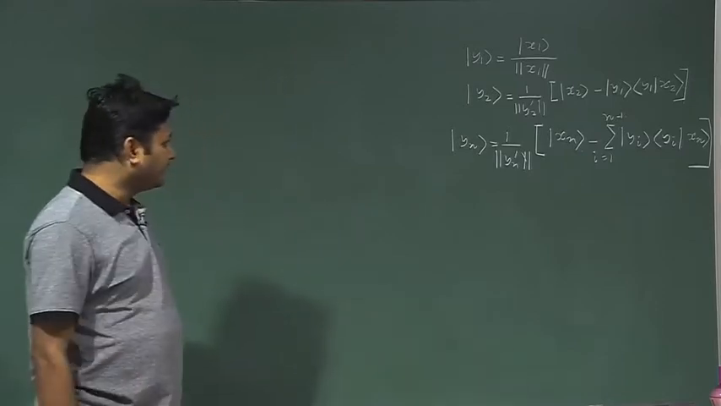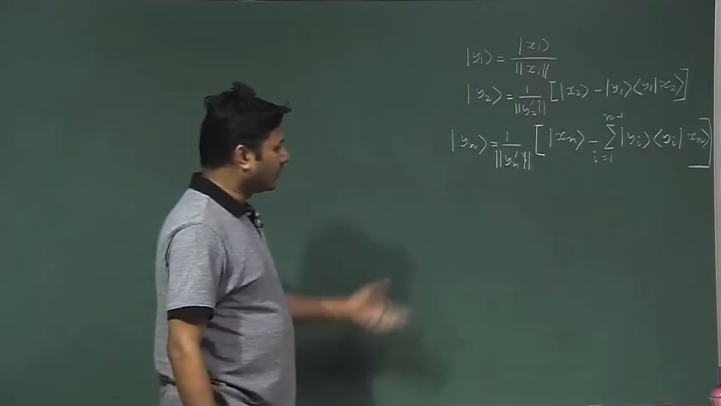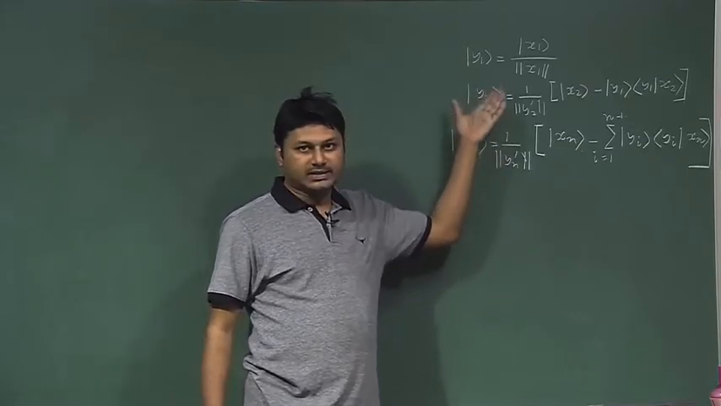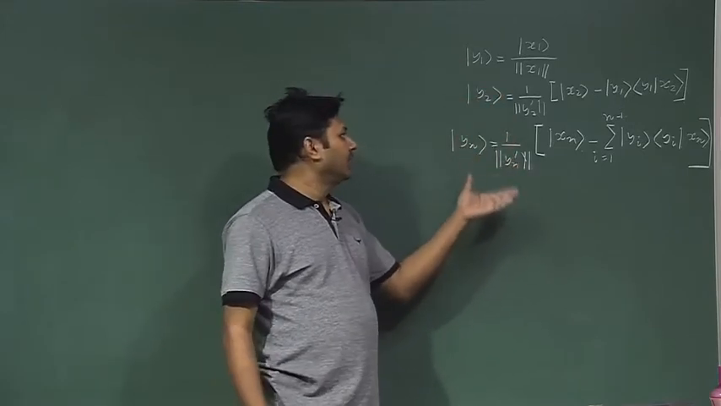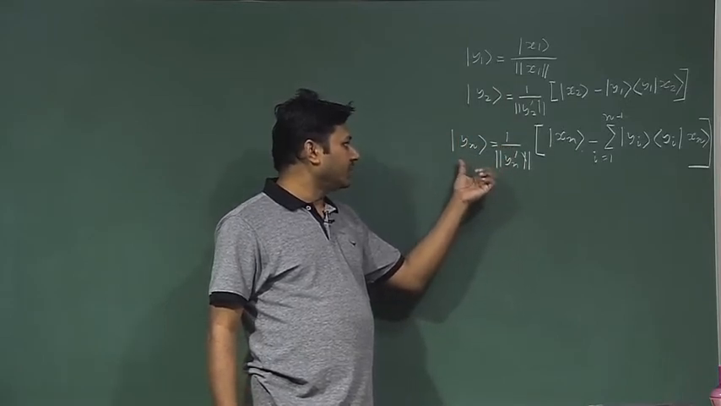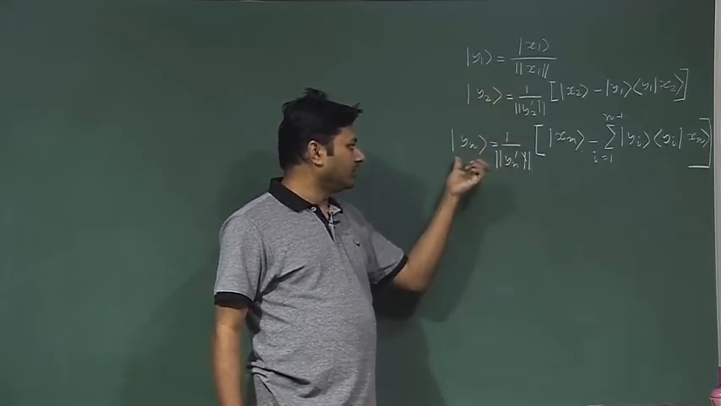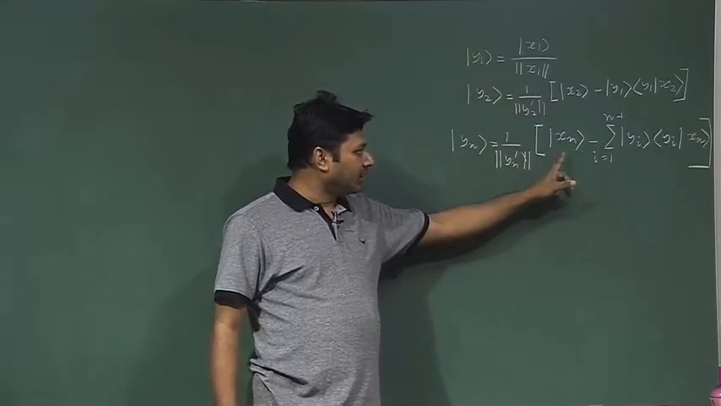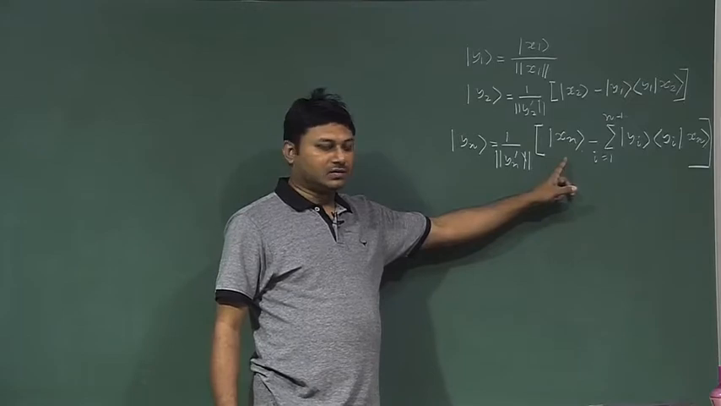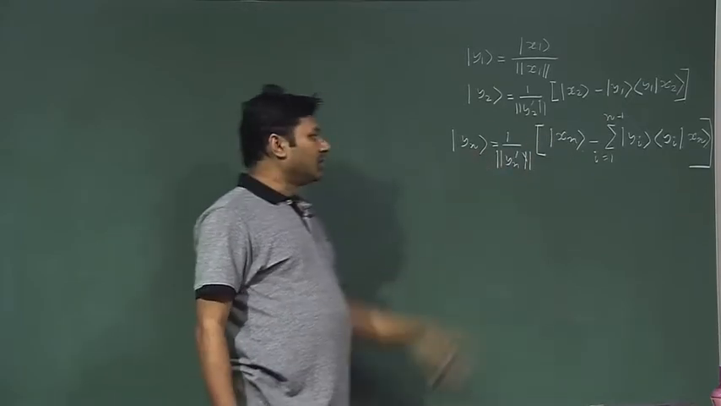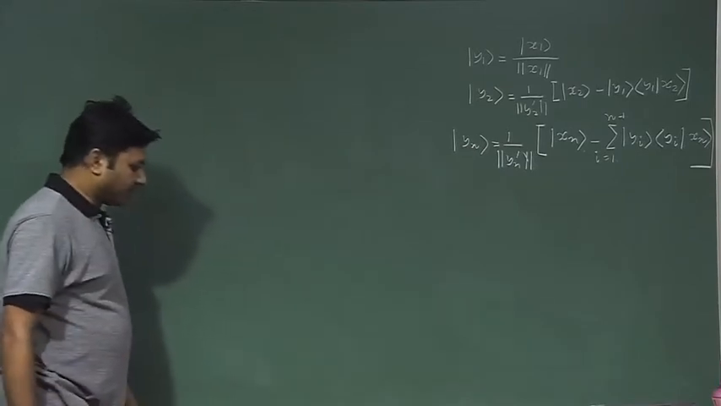Let me start with where I stopped in my last class, which is the Gram-Schmidt orthonormalization. This is the formalism using which I can figure out a set of orthonormal bases by using a set of linearly independent vectors. A linearly independent set of vectors is given, and from that I am going to find a set of orthonormal bases.